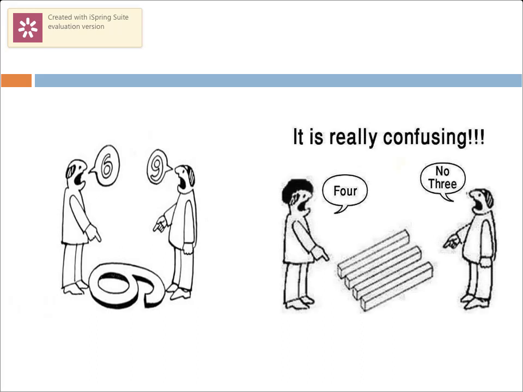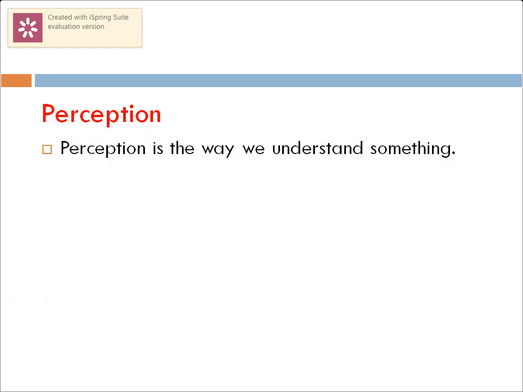Now look at this picture. Again, it's a confusion between two people who think 3 logs, or the other one thinks only 4 logs. Now once again, it's about how they view the situation before them and come to an understanding of it. Perception. Now this is what is called as perception.